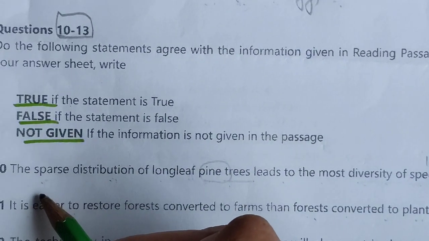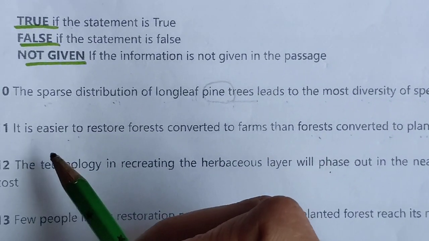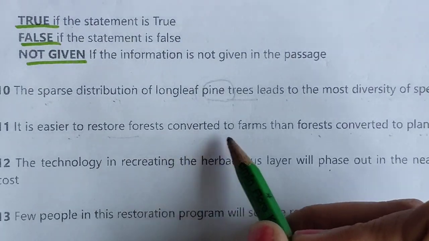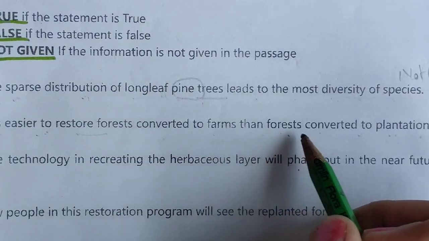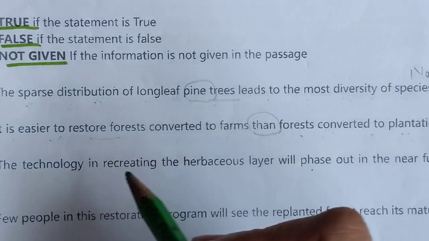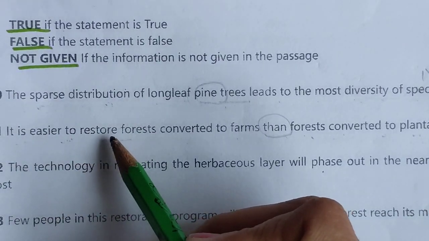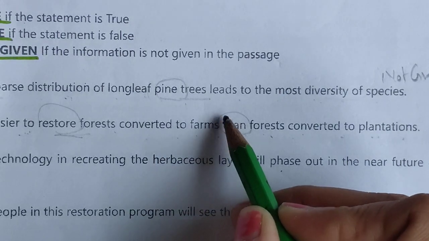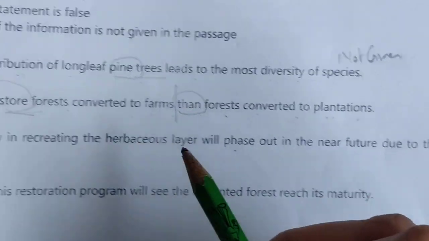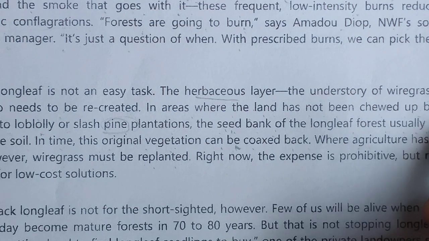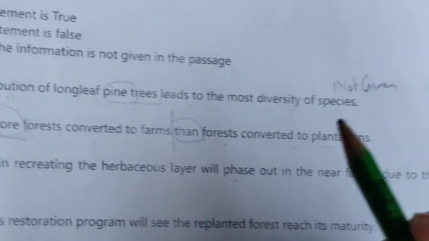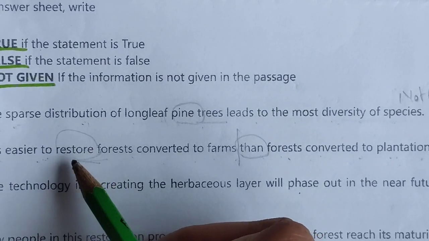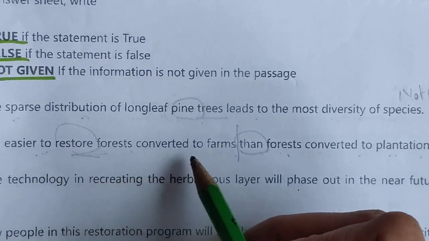Not given. This 10th number is not given. Now the 11th number: it is easier to restore forest converted to farms than forest converted to plantation. They are talking about agriculture and farming also, so it concerns the land which is converted to farms.